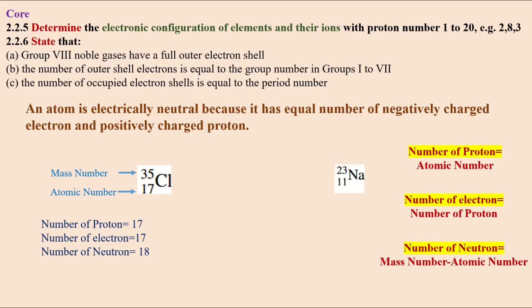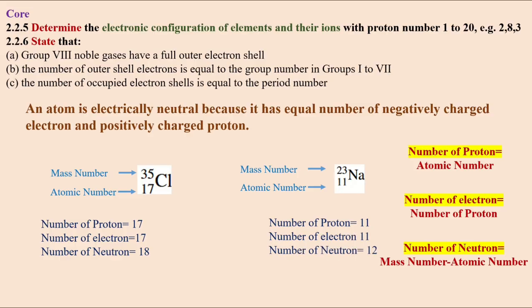Let's look at another example, sodium, which has the mass number 23 and atomic number 11. The number of proton is 11, number of electron is 11 and number of neutron is 12, which is calculated by subtracting atomic number from mass number.